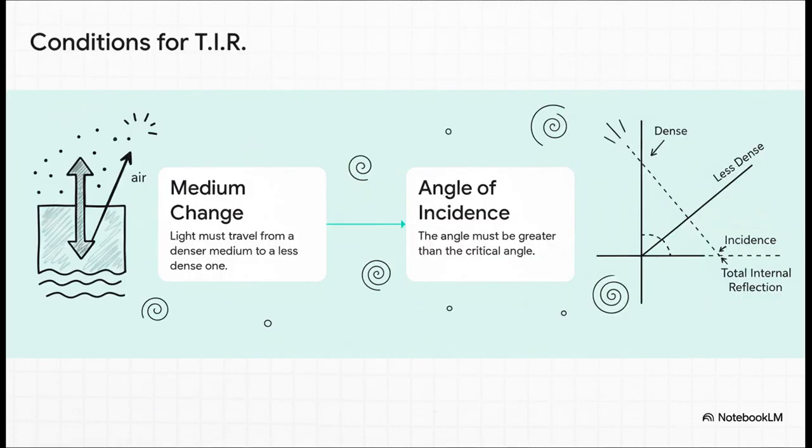And this light trap has a very specific two-step recipe. First, the light has to be going from something dense, like water, into something less dense, like air. Second, it has to hit that boundary at a really shallow angle, an angle greater than what we call the critical angle. You meet both those conditions, the trap snaps shut. The light is perfectly reflected back inside.